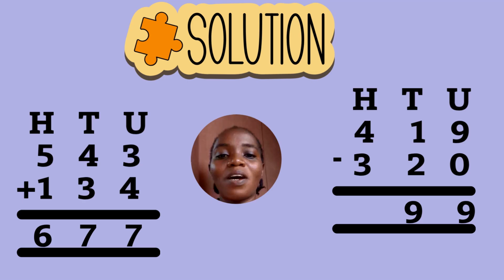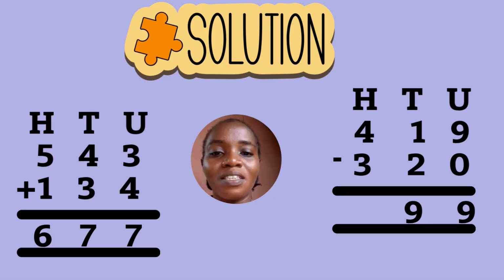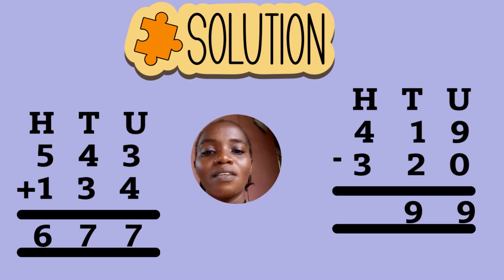543 plus 134. Of course, you know that we are to arrange our numbers under hundred, tens, and units since they are three-digit numbers. Now 3 plus 4, I'm beginning from the unit place, that equals 7. Under the tens place, 4 plus 3 also equals 7, while 5 plus 1 equals 6.